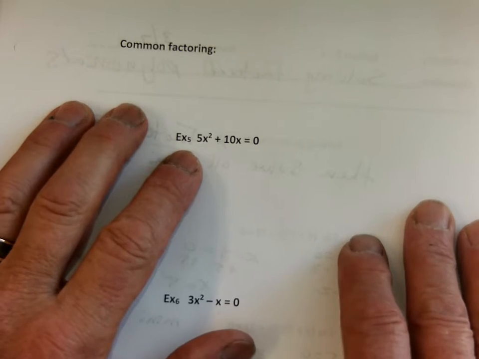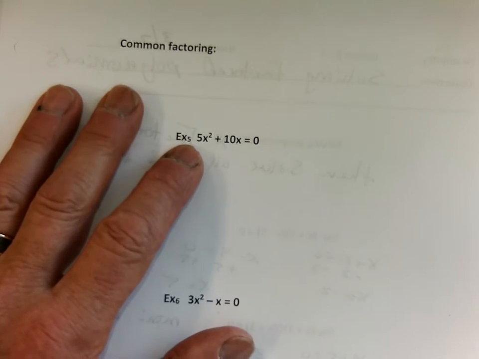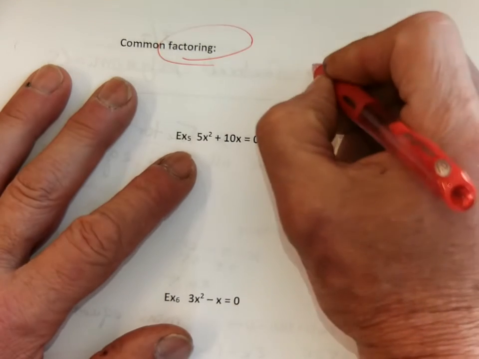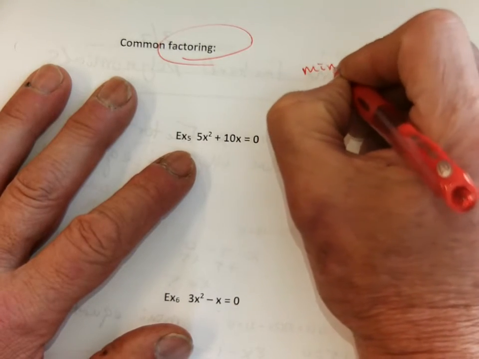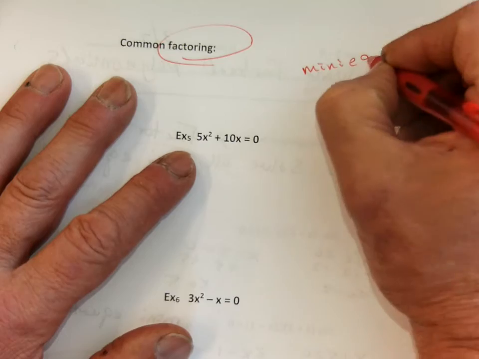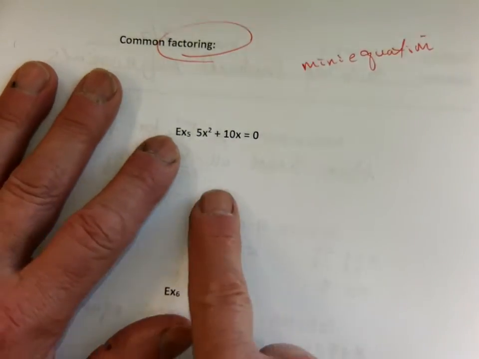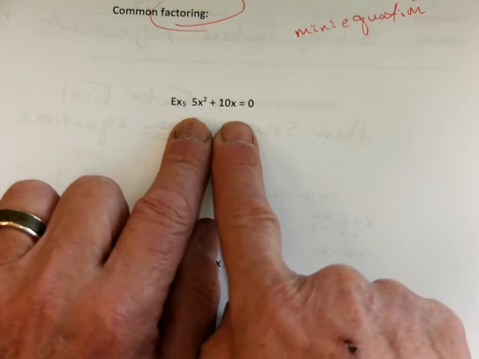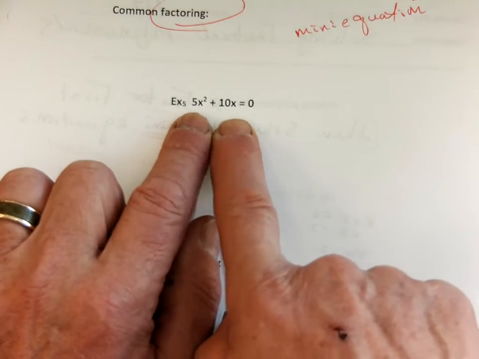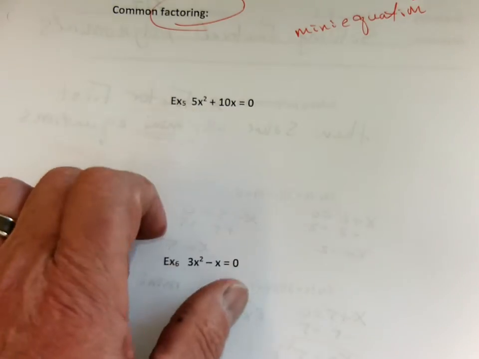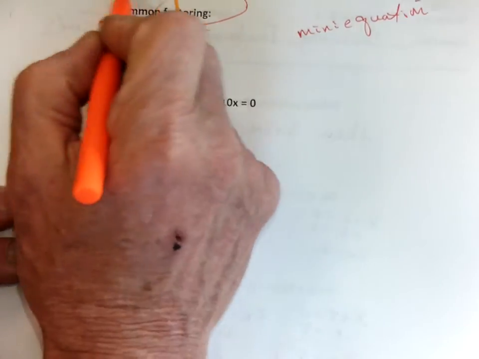Example 5, we need mini equations. I don't have mini equations, so we need to factor. But before I can have mini equations, I need to factor first. Well, we did this at the beginning of the class, and I asked you, what do these 2 terms have in common? Common factoring. What do they have in common?